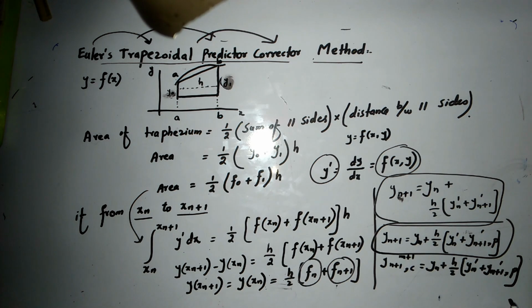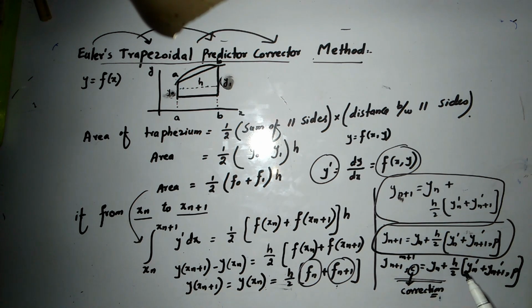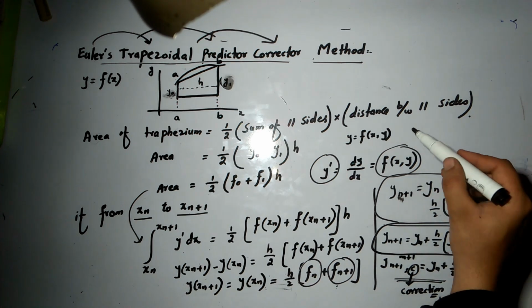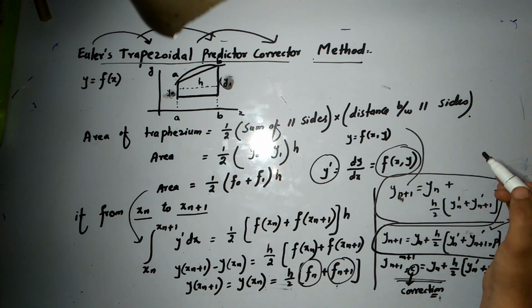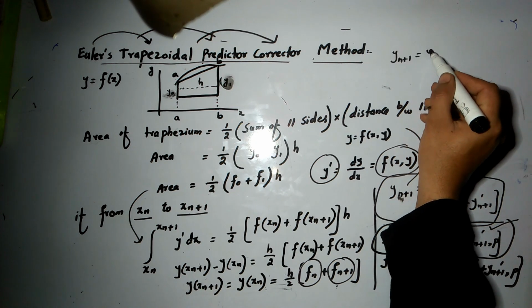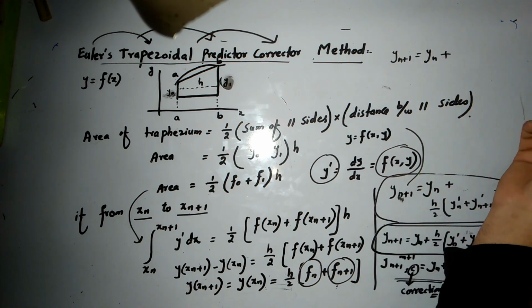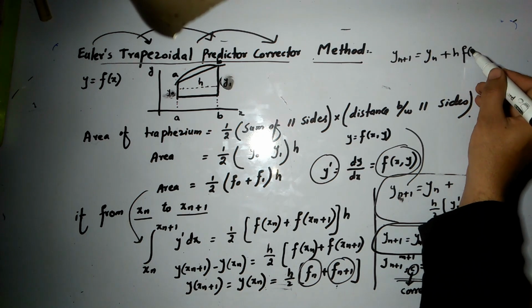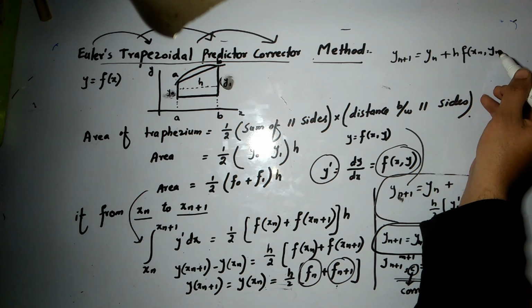So this is called predictor, and similarly this C shows correction or corrector. So we know simply here if we want to differentiate, y_{n+1} = y_n + h f(x_n, y_n).